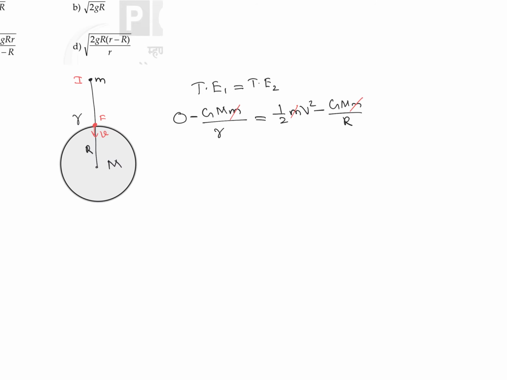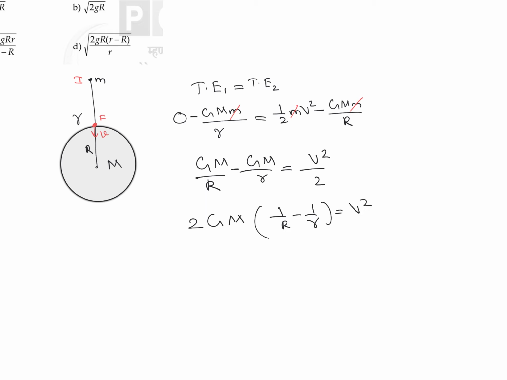Now we can write the value of v square in terms of other parameters. If I take this GM by r towards the left side, it becomes positive. So plus GM by R minus GM by small letter r is equal to v square divided by 2. Taking GM as common, it is 2 into G into M, and the remaining term is 1 by R minus 1 by r, equal to v square. So we can write this as 2 into G into M. Taking R into r as LCM, it is r minus R divided by R into r, and the square root of this will give the value of v.